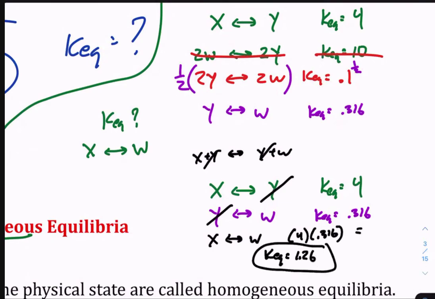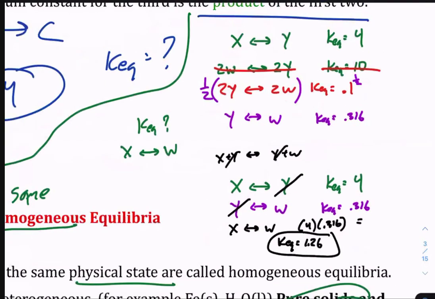Four times 0.316 is 1.26. So if you ever have to add two equilibrium reactions together, you might have to fiddle with it a little bit before you can add them. And if you change them a little bit, you have to abide by the rules. If you flip it, if you multiply it, you have to keep those in mind. Okay.